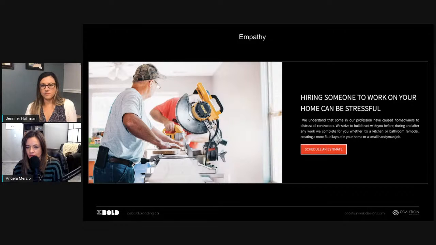So they're empathizing and they're stating how they're solving that. We strive to build trust with you before, during, and after any work we complete. So that's their promise. That's their differentiator, and that's how they show empathy for the homeowner that is stressed out by hiring a contractor.